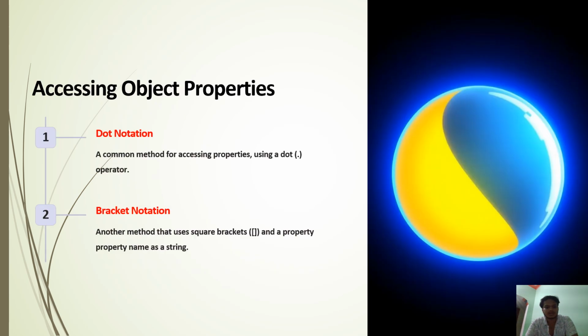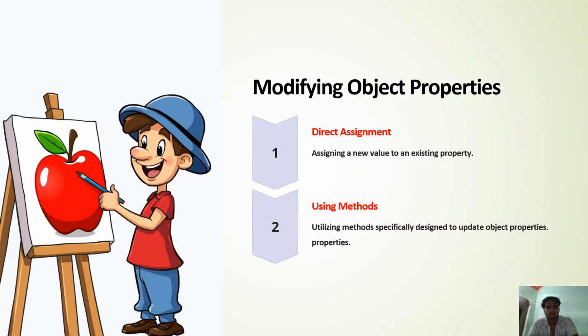Accessing object properties. Dot notation: a common method for accessing properties uses the dot operator. Bracket notation: another method that uses square brackets and the property name as a string. Modifying object properties. Direct assignment: assigning a new value to an existing property. Using a method: a method specifically designed to update object properties.